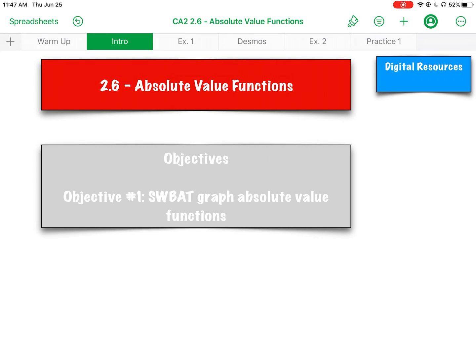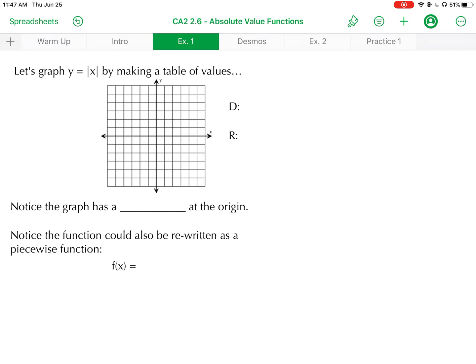In this video, we're going to be looking at graphing absolute value functions as our sole objective. All right, so let's get right into an example. I would like to graph y equals the absolute value of x by making a table.